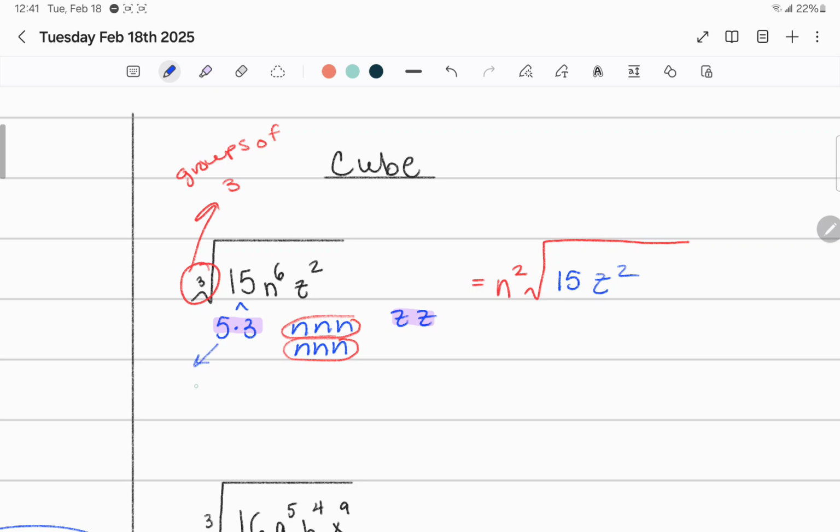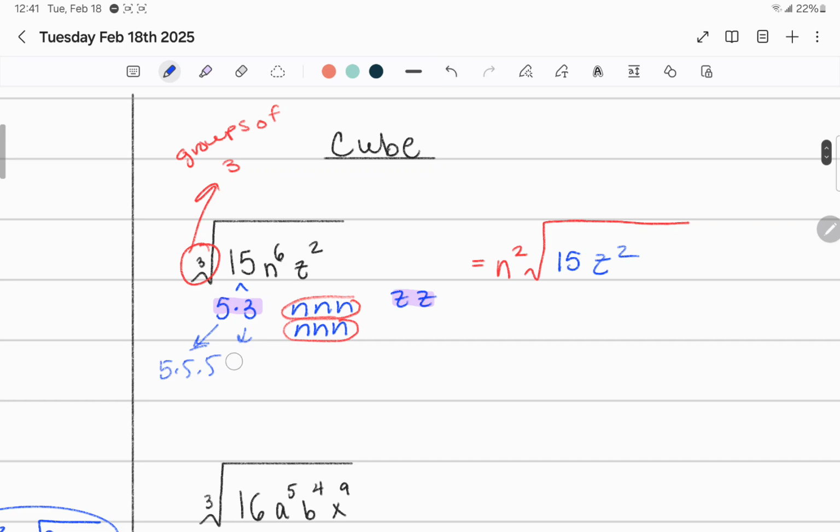So again, 5 did not come out because I need 5, 5, 5. 3, I would need 3, 3, 3, which I don't have. N's, I have 3 N's, 3 more N's. That's why there's 2 groups, N to the power of 2, because there's 2 groups. And then Z was just missing 1 more Z, because again, I need groups of 3 for this side. For cube roots, I need 3 pairs of 3.